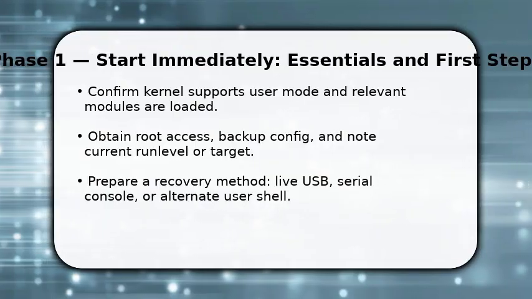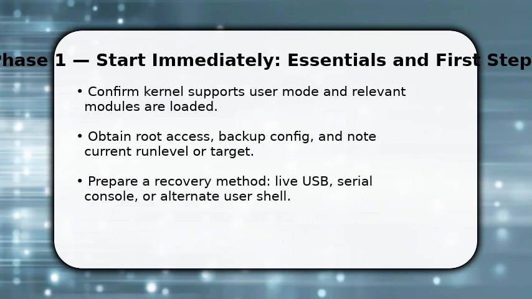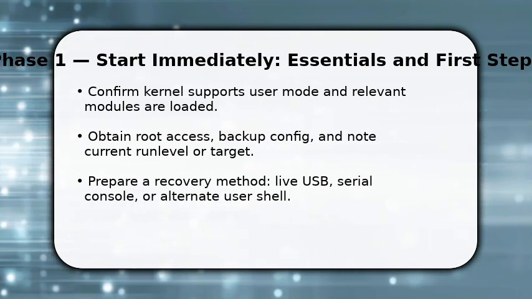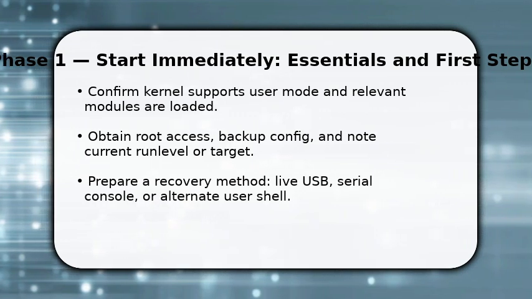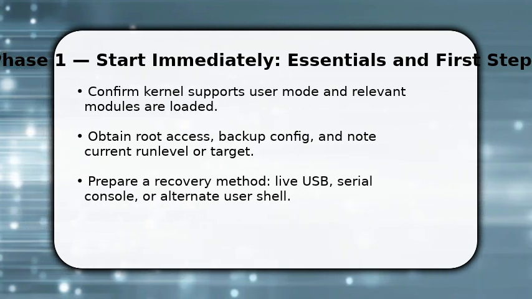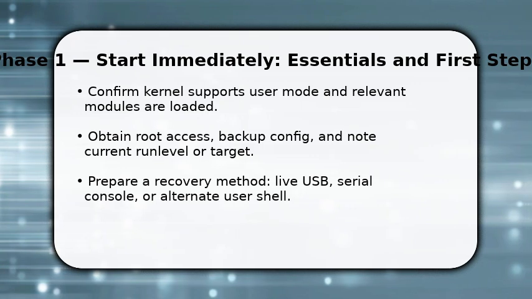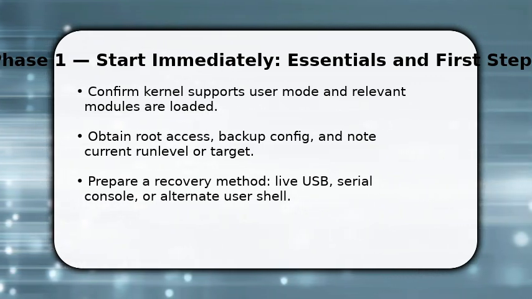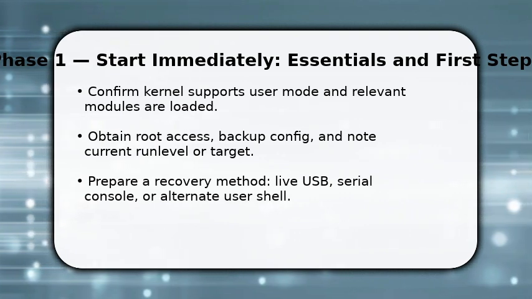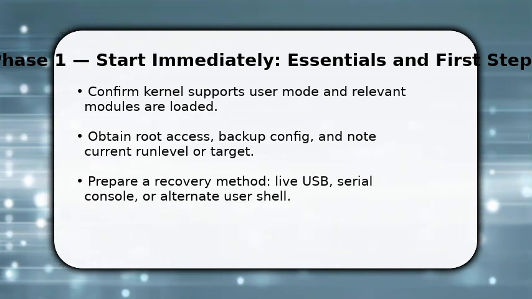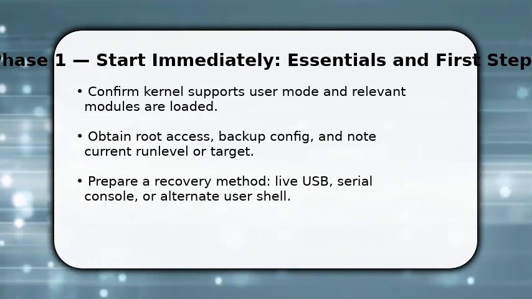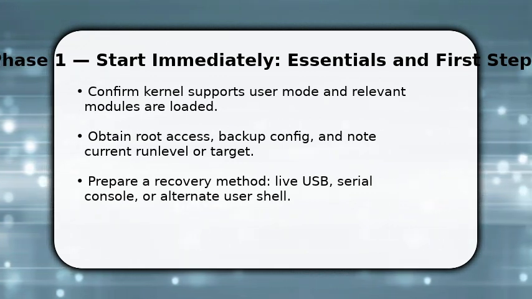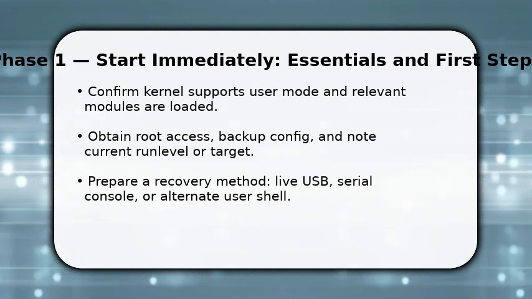You begin by verifying prerequisites. Make sure the kernel and modules permit user mode transitions and that you have root access. Once done, back up the current configuration and note the active run level or systemd target because you may need to revert. Next, prepare a recovery path, a live USB, serial console, or alternate shell so you can recover if something fails. This step prevents lockouts and speeds troubleshooting, so take these actions now before executing the transition.